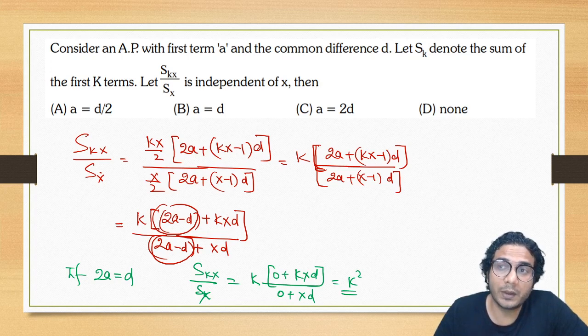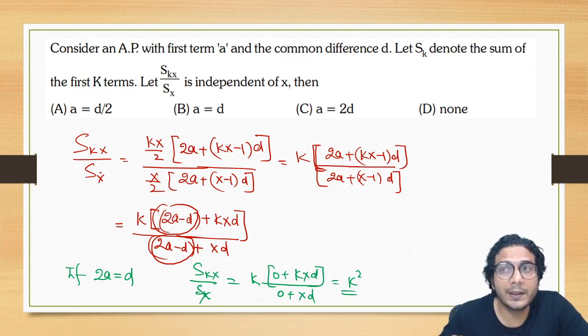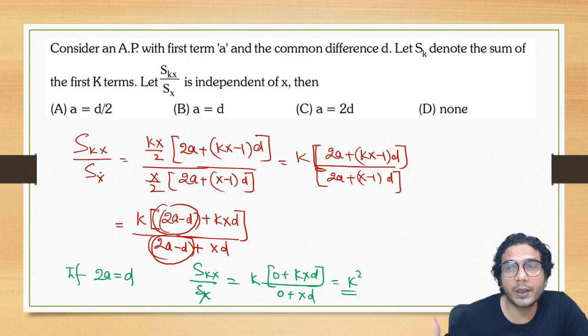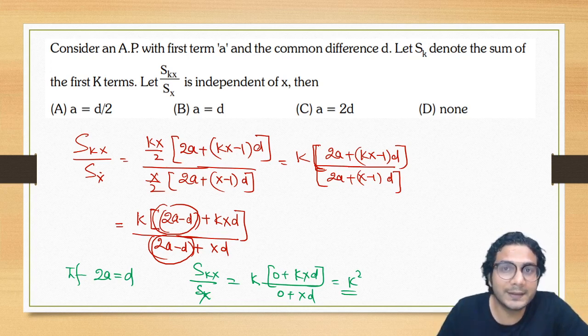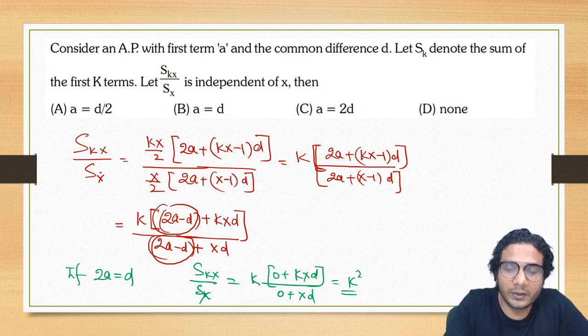That means if your common difference is twice of the first term, then the ratio of the sum of 4n terms upon the sum of n terms is nothing but 4 square. Getting this? The ratio of the sum of first 10n terms to the sum of first n terms is nothing but 10 square, right? So that's a very important point to observe in this. So this was a pretty good question.